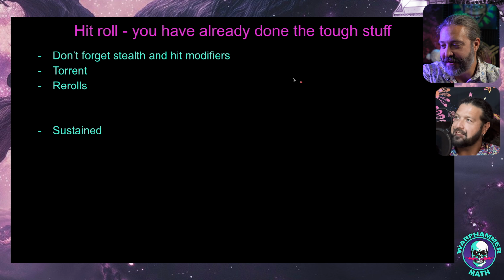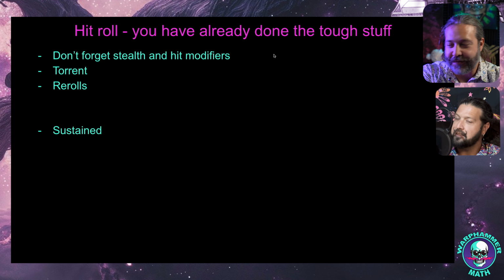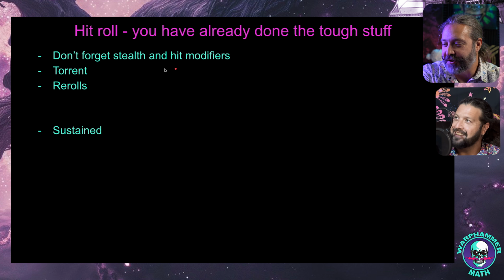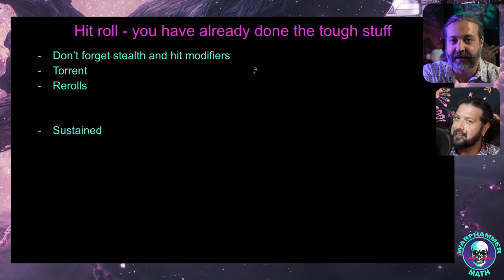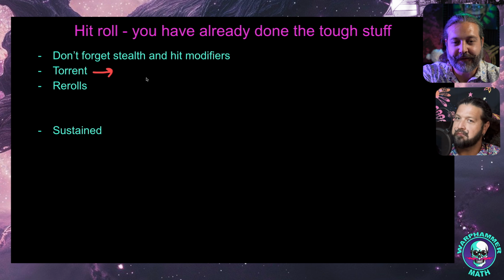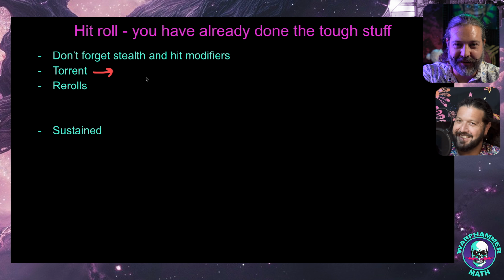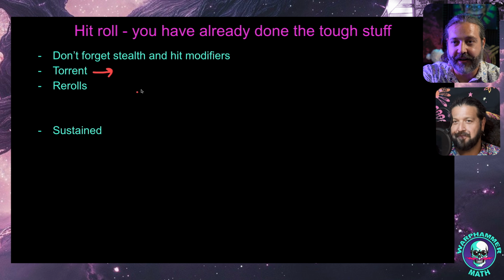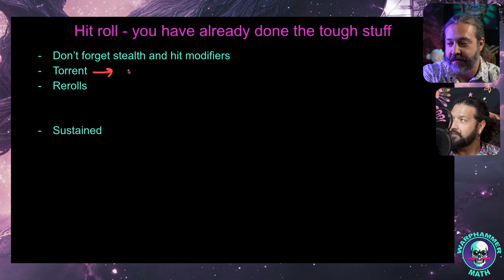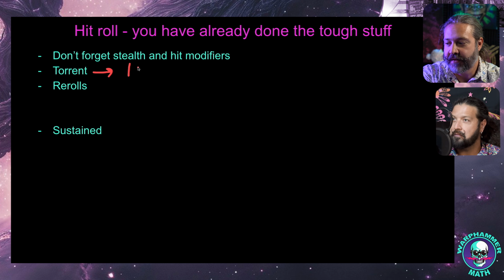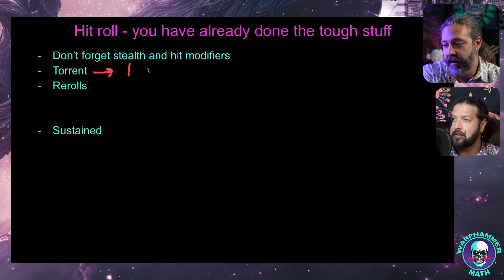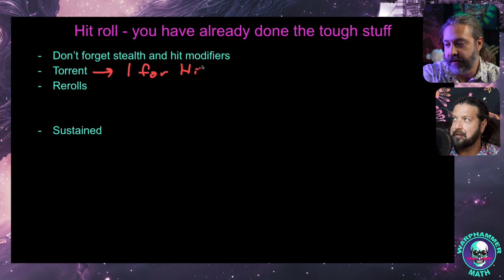All right. So when we're looking at the hit roll, we're almost through these rules now. When we're looking at the hit roll, don't forget to talk about your stealth and your hit modifiers, because you might end up with a plus or minus 1. I'm assuming y'all can do that. Torrent allows you to skip the hit roll. So you have 2 options there. You can just make the proportionate hits that go through 1, or you can just skip it. It's completely up to you. So essentially just 1 for hit proportion.